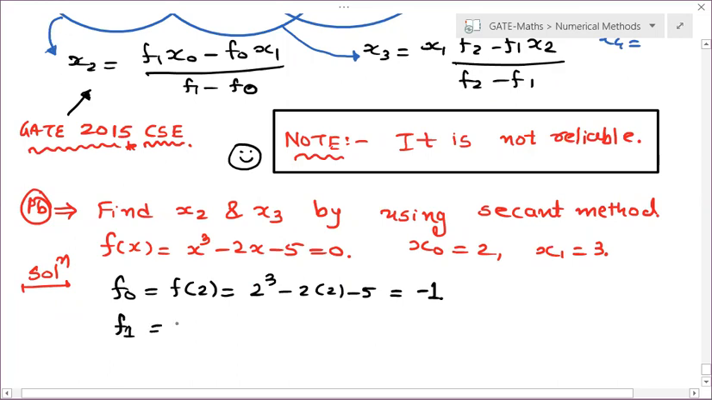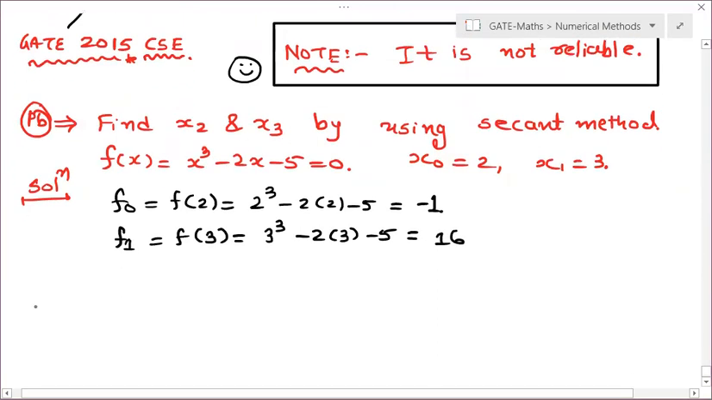Find f1 over here. It is f of 3. It is 3 cube, sorry, 3 cube minus 2 times 3 minus 5. So this will give you 16. Right. So now you are having x naught, x1, f naught, f1. So based on this, you can find x2 or not.